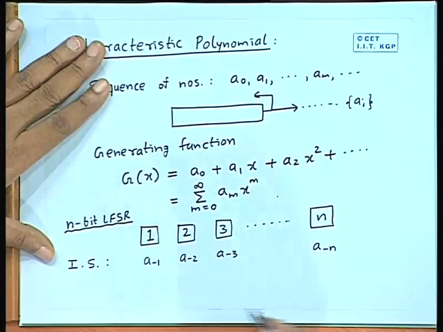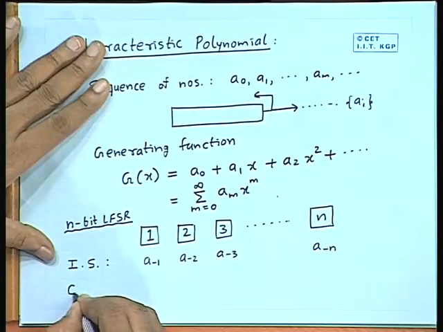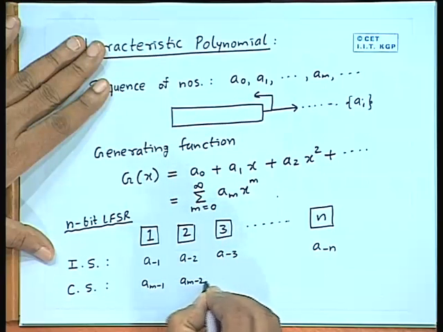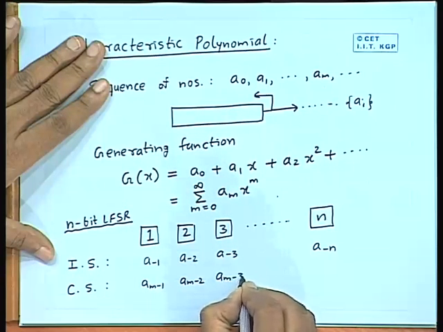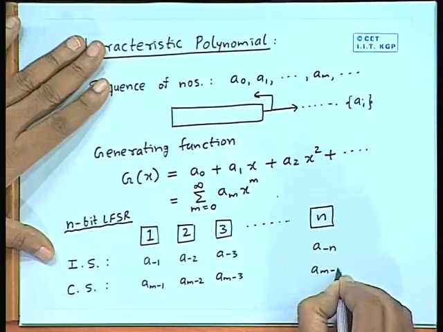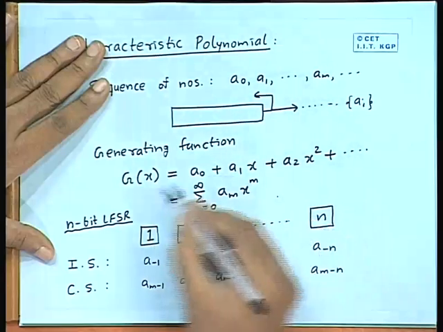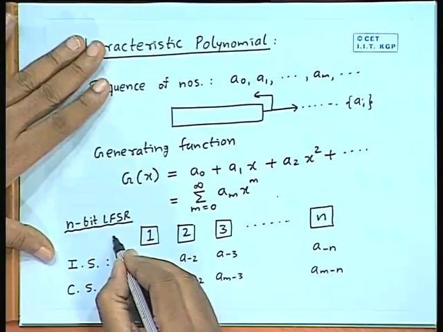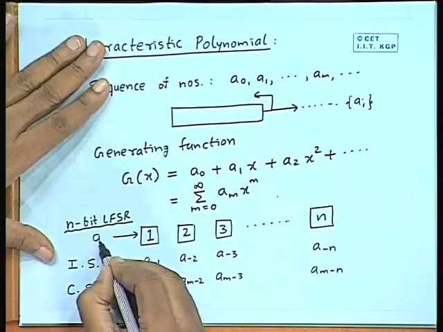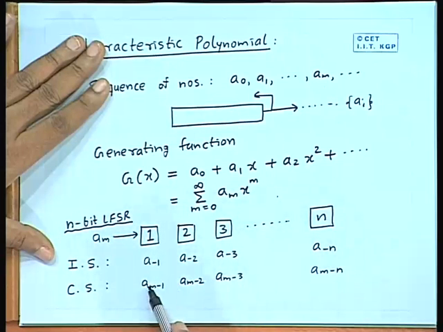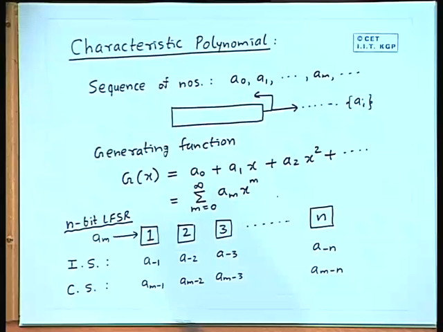And suppose after m clock pulses the current state looks like this: a(m-1), a(m-2), a(m-3) up to a(m-n). And in the current state the value that is being fed back at the input out here will be a(m). So, a(m) will be that linear combination of these values, which will be fed back. Fine.